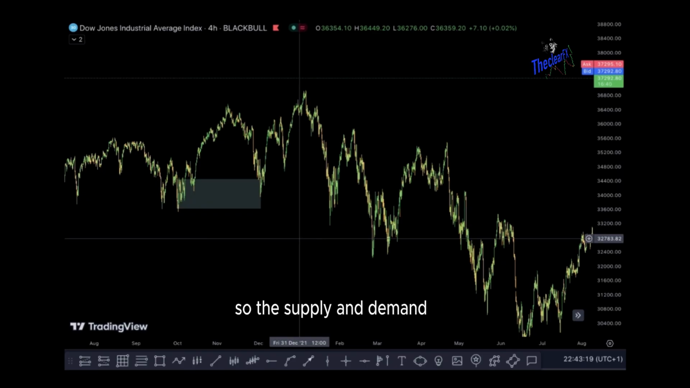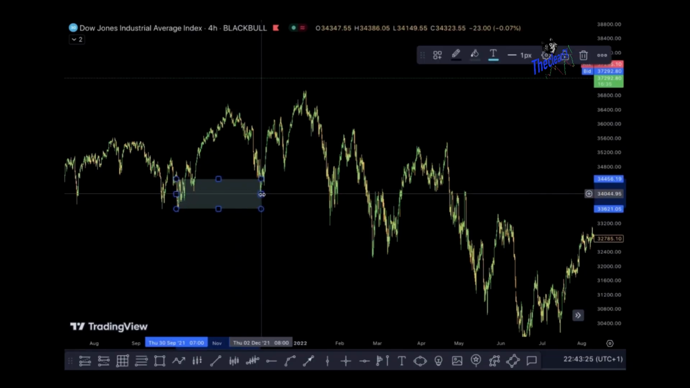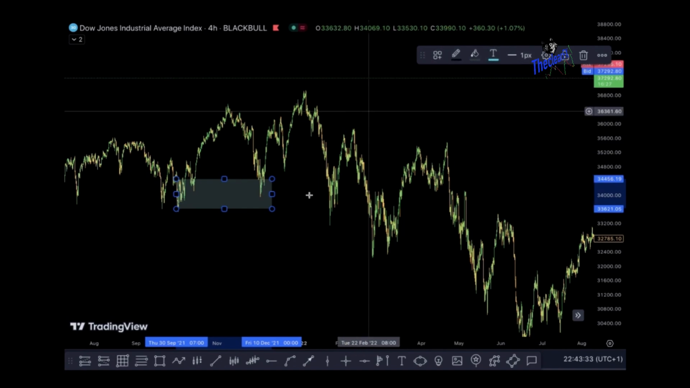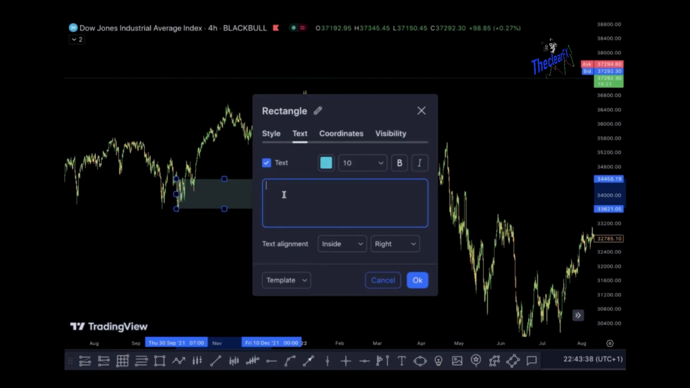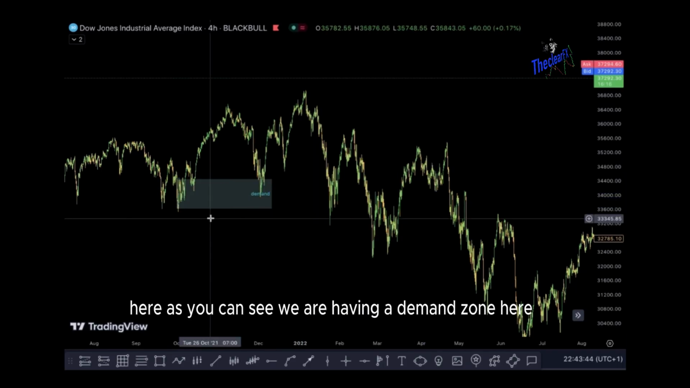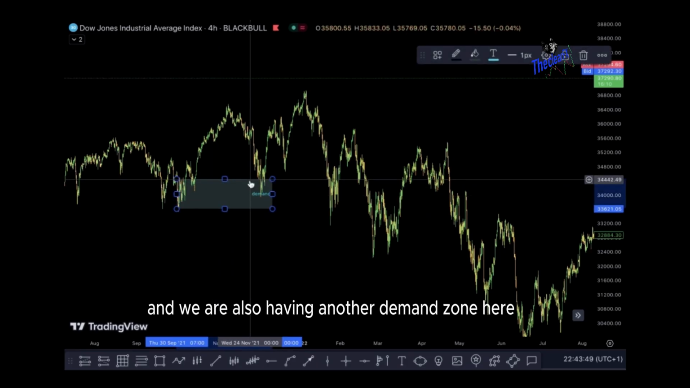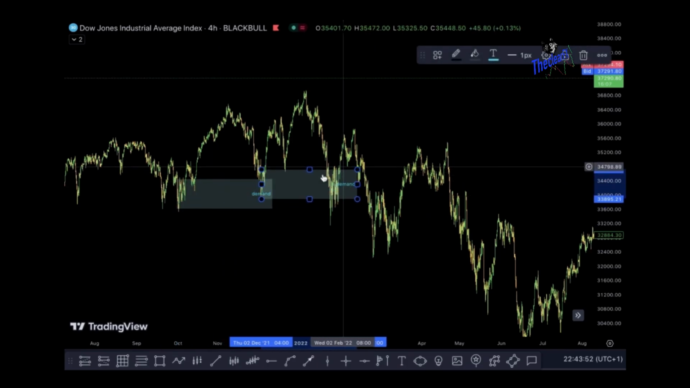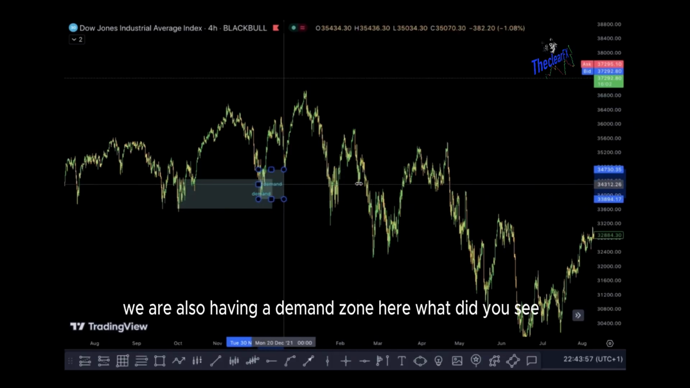So the supply and demand, while we are marking up the demand zone, which is here. Here, as you can see, we are having a demand zone here, and we are also having another demand zone here. We are also having a demand zone here.